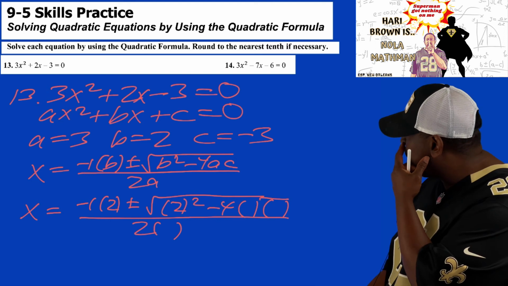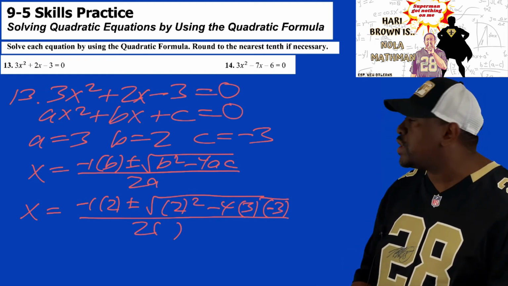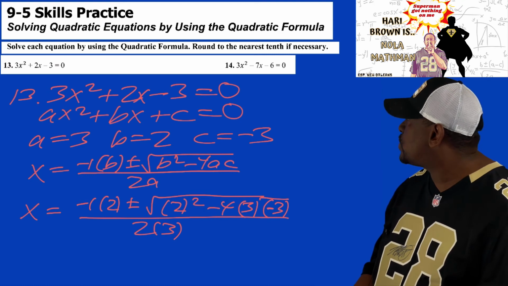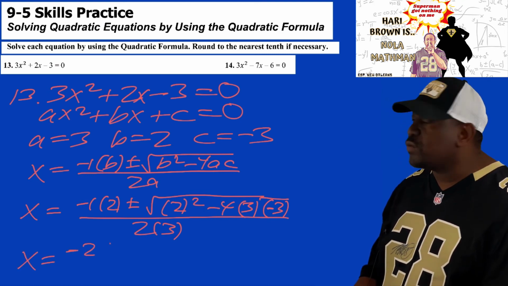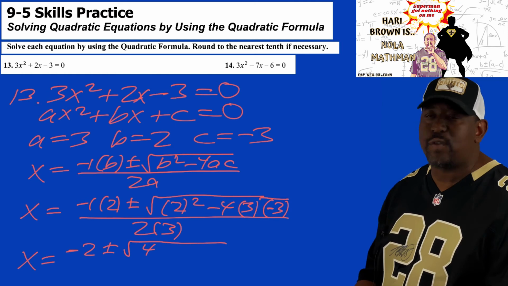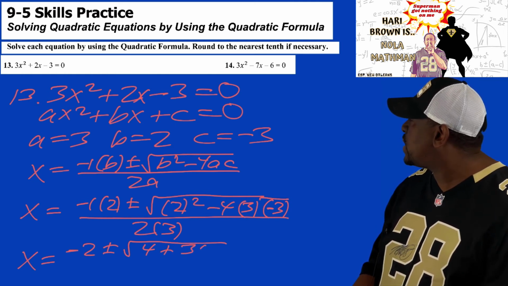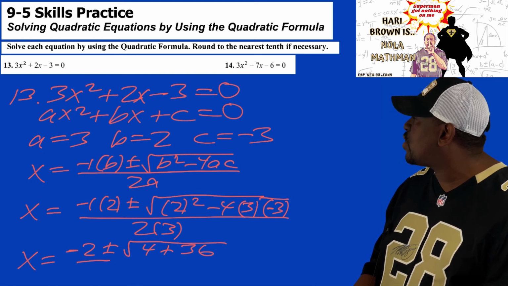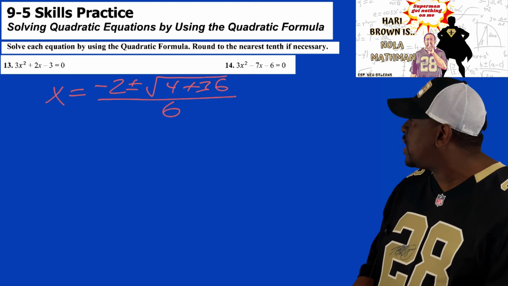So we plug that in, we get -1 times 2 plus or minus the square root of 2 squared minus 4 times 3 times -3, over 2 times 3. -1 times 2 is -2. 2 squared is 4, so in the radical you'll have 4 plus, -4 times -3 times 3 is positive 36, and 2 times 3 is 6, so you have that in the denominator.